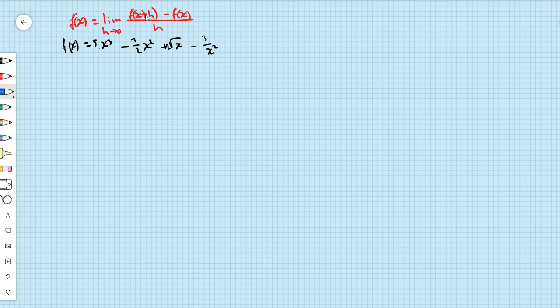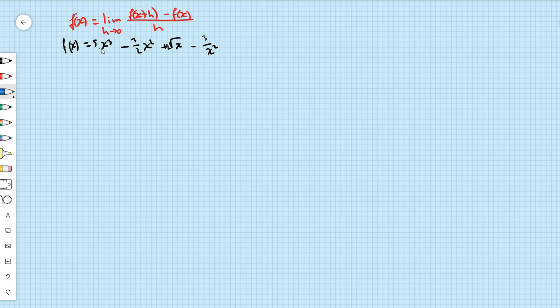Well, to find f of x plus h, let's say this 5x cubed is our function and we try to find the derivative of this term. How do we approach this? We'll replace x by x plus h. So in your function, anywhere you see x, replace that by x plus h, right?